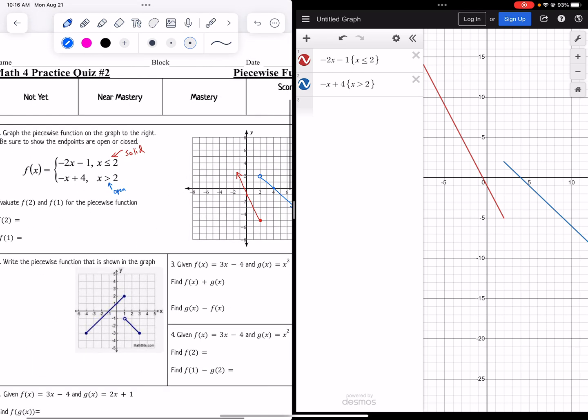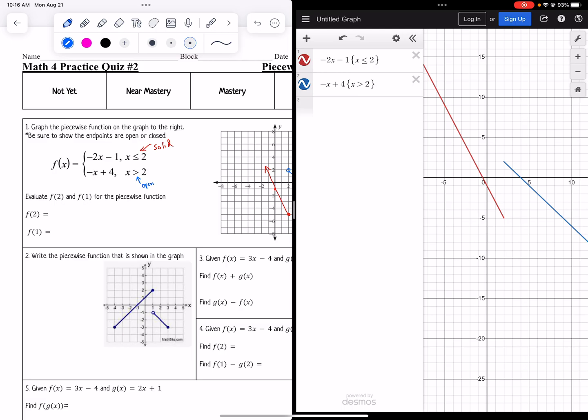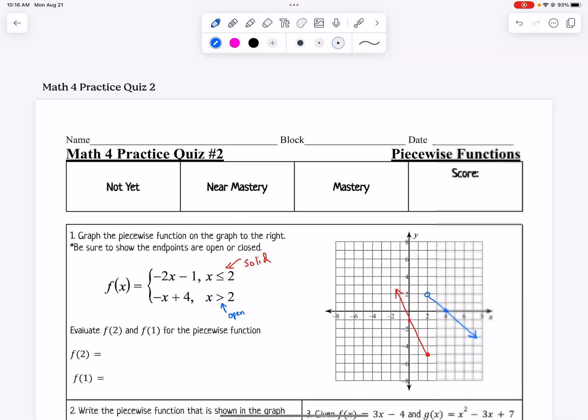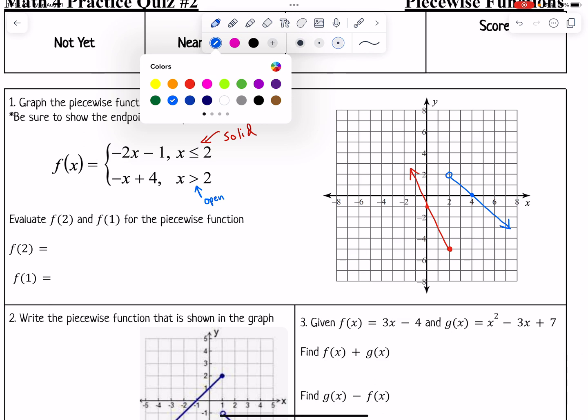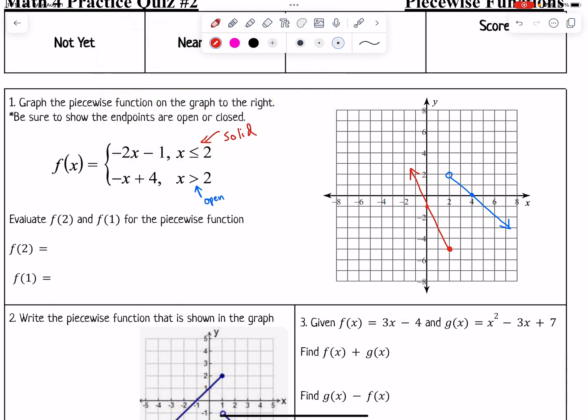Now I want to evaluate it for f of 2 and f of 1. So I'm going to move this for just a second and see if I can pick it out on my paper. So f of 2 would be to go to x equals 2 and find out what the y value is. So at x equals 2, I can see that the y value would not equal 2 because that's an open circle. So I want to go down to the solid one and pick out -5. So go with a solid dot if you have a choice.